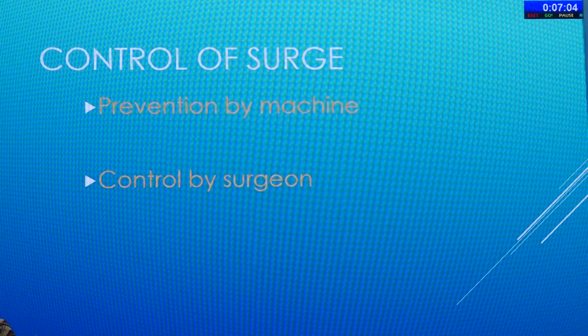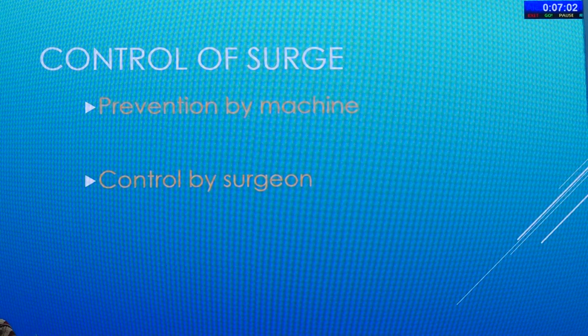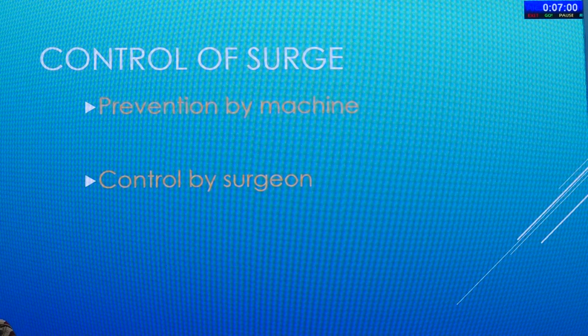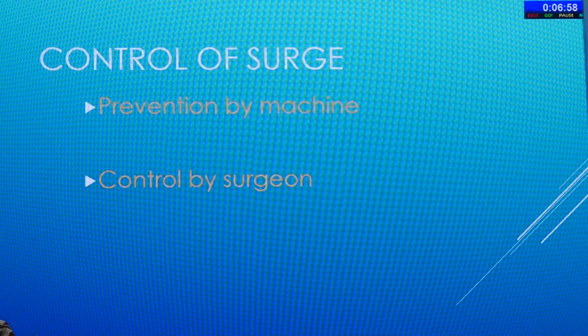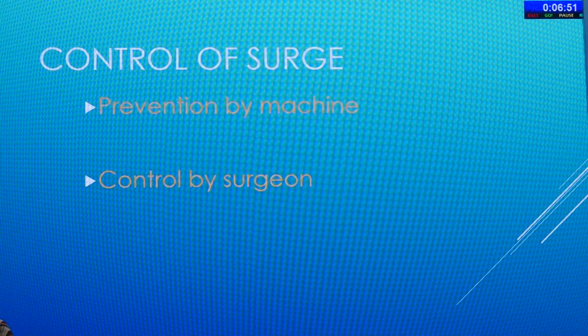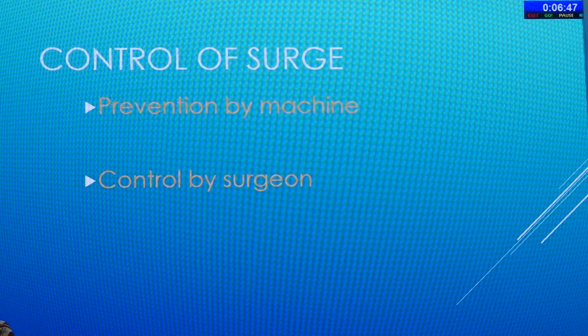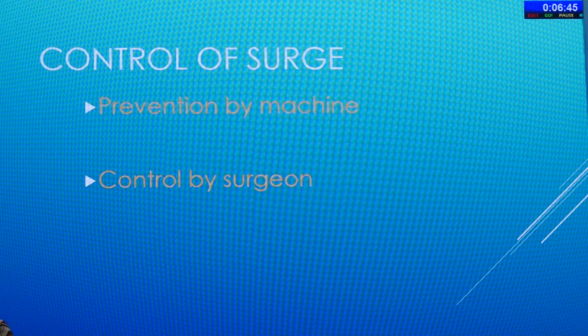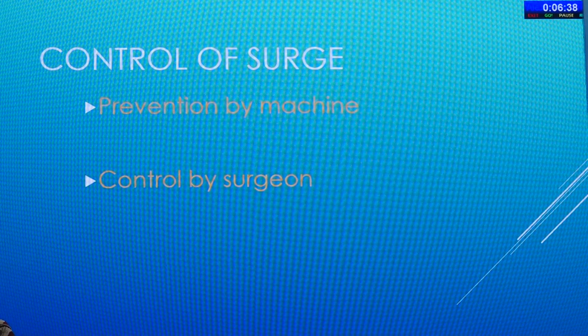So the basic thing now is to understand how we can control this surge. Controlling surge is all we want to do when we want to do a safe Phaco emulsification. There are two ways to control surge. One is by the machine, all the modifications and advancements in the machine, and another is how the surgeon can control the surge. So we'll take one by one how the machine will prevent the surge.